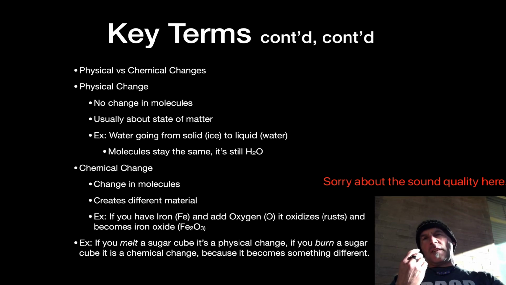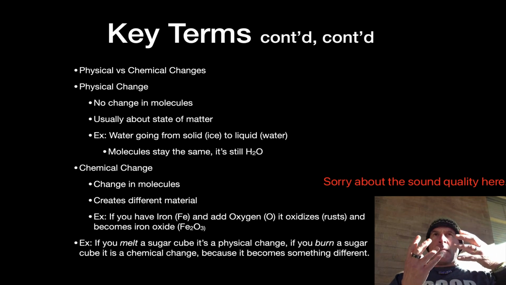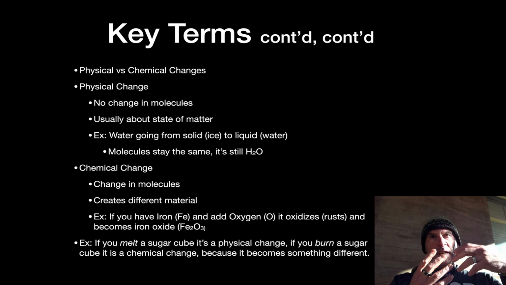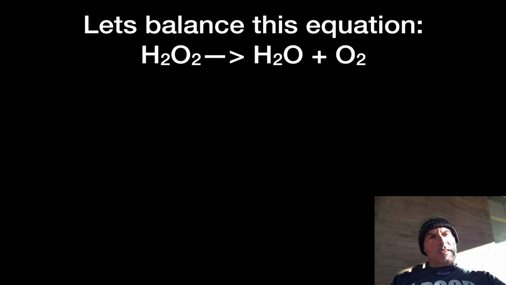Let's say also you have a sugar cube. If you melt the sugar, it's a physical change because it's still sugar, it's just melted. If you burn the sugar, then it's a chemical change because it's going to become something totally different. Wow, super cool. So what does all this have to do with balancing chemical equations? Let's find out. We're going to balance this chemical equation, H2O2, which yields water and oxygen gas.